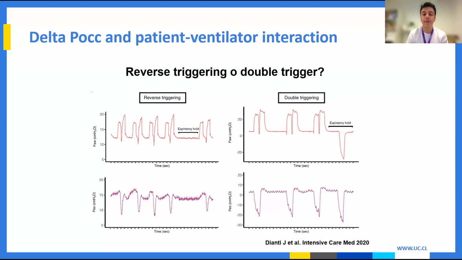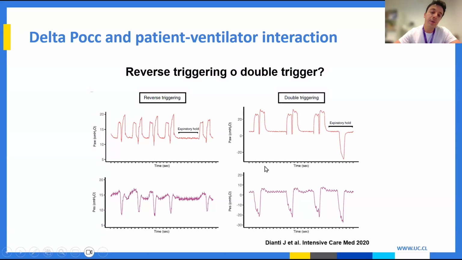And the idea, if you understand that reverse triggering usually is in the low, is in the pathophysiology of reverse triggering is with low drive. And if you make an expiratory hold, you will see probably nothing. But if you have a patient with excessive effort and you make an expiratory hold and see this double cycling, you probably understand that this is double triggering and not reverse triggering.